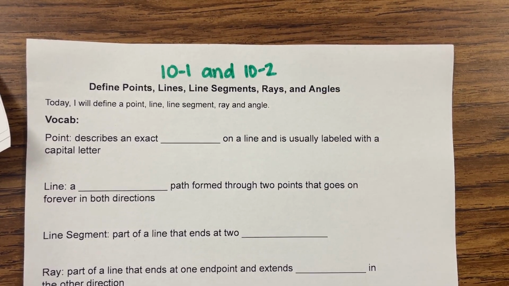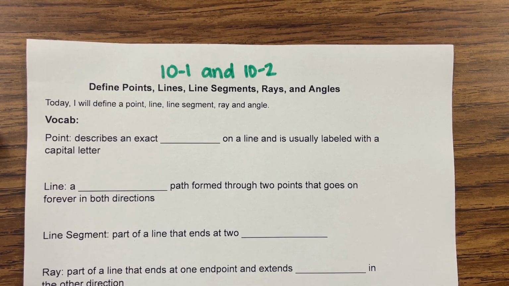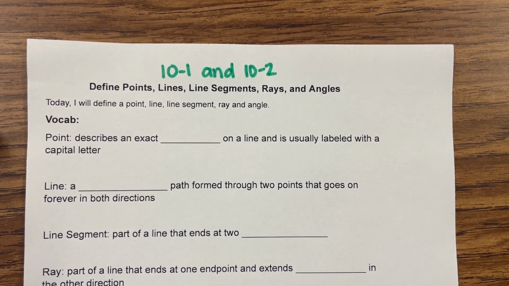The lesson is on defining points, lines, line segments, rays, and angles. This lesson is really vocab heavy, so if you pay attention during the vocabulary part and refer back to it in the lesson, then the problems are quite simple once you use those vocabulary words. Our learning goal is: today I will define a point, line, line segment, ray, and angle.